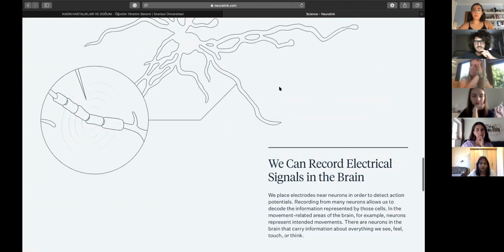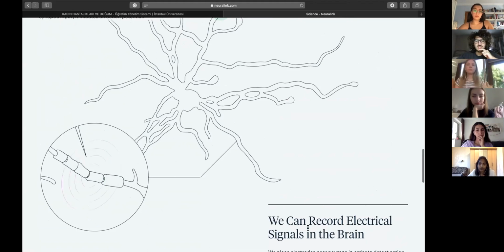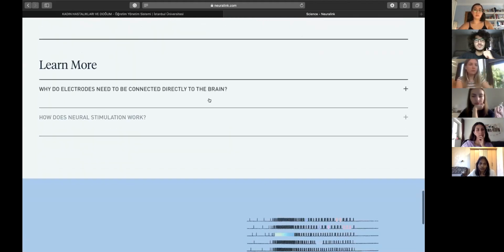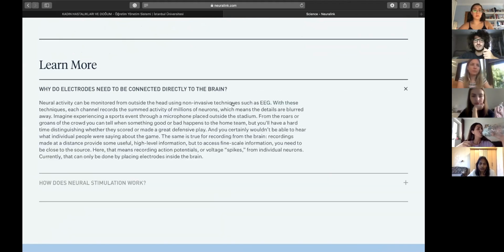So they say that they can record electrical signals in the brain. That comes to the other part: why do electrodes need to be connected directly to the brain, and how does neural stimulation work? They also give some information about that. And the most important part here is the EEG about the Neuralink.